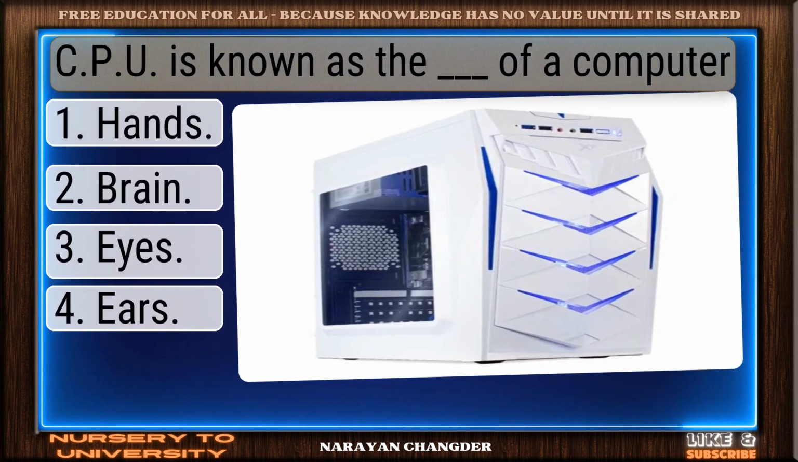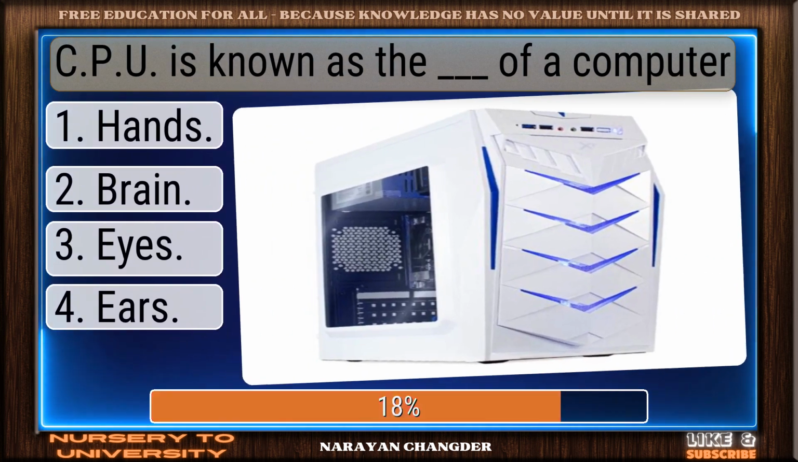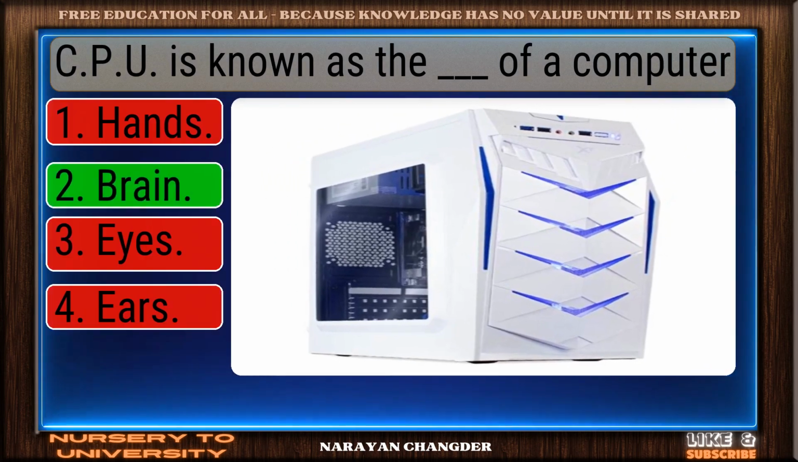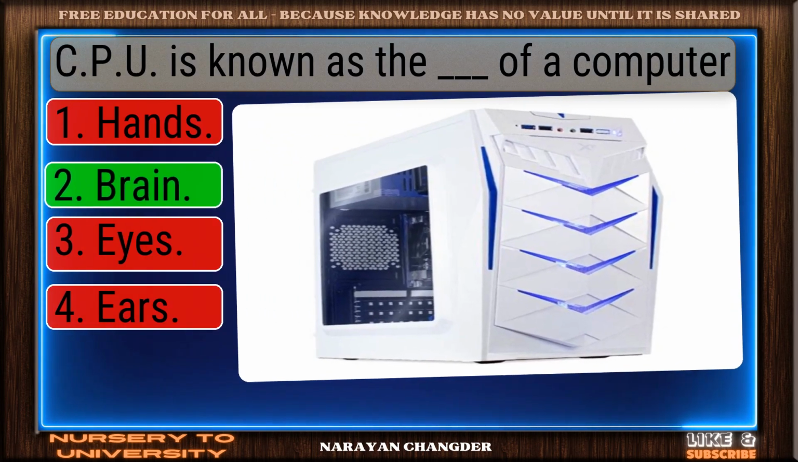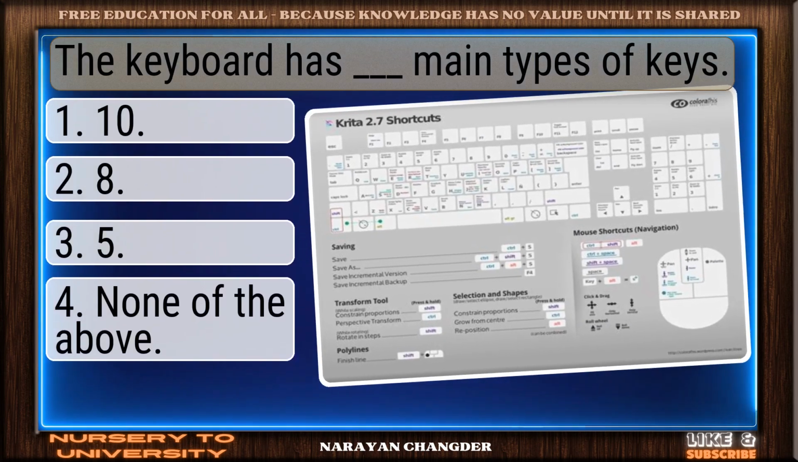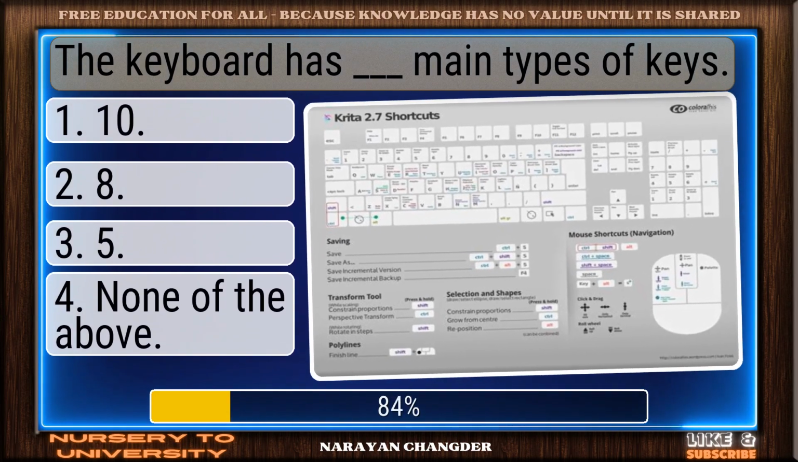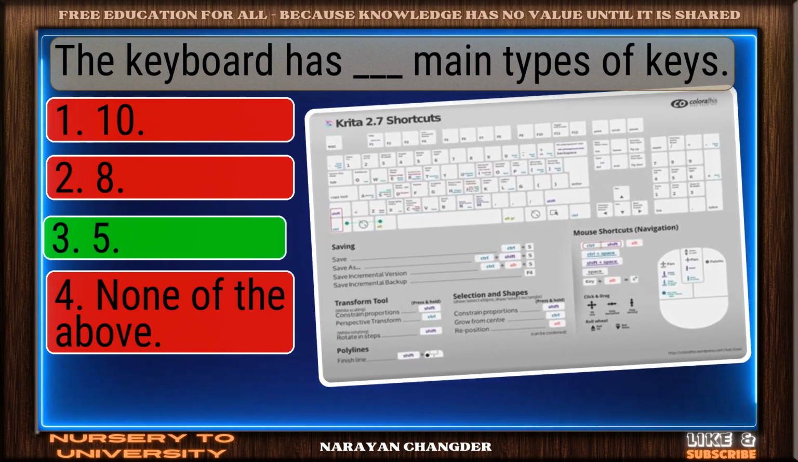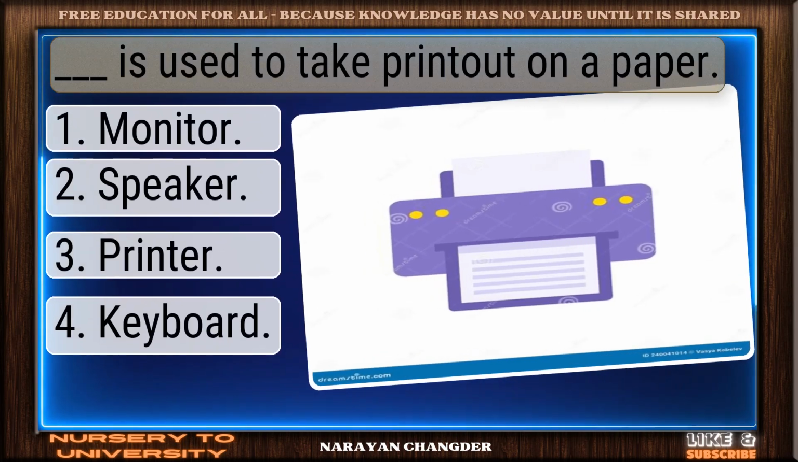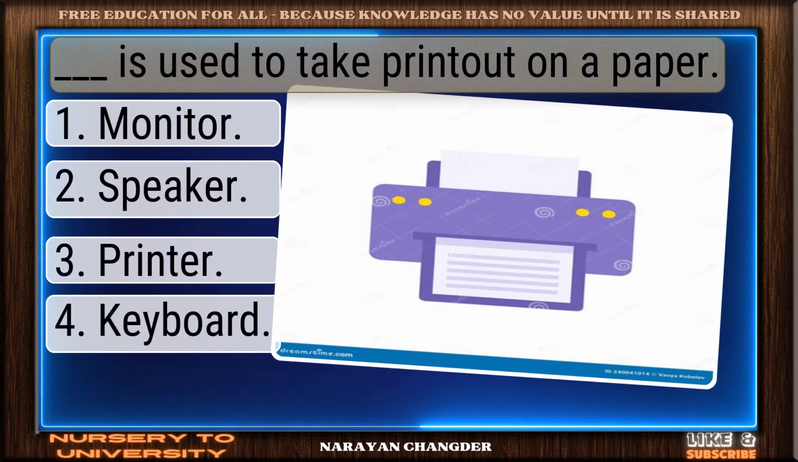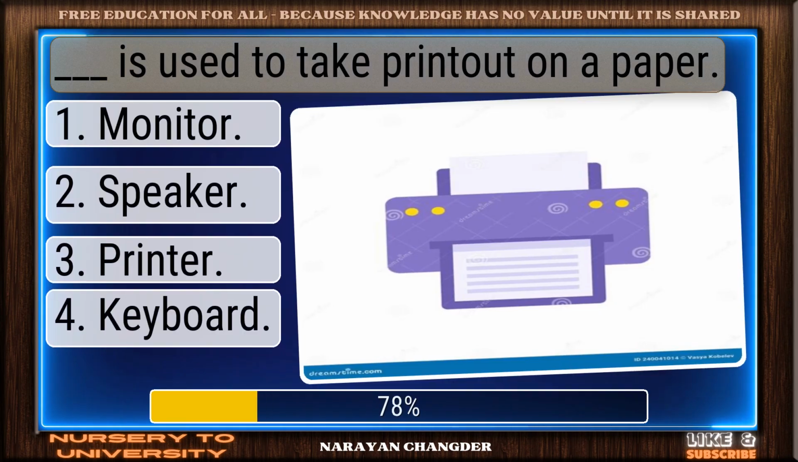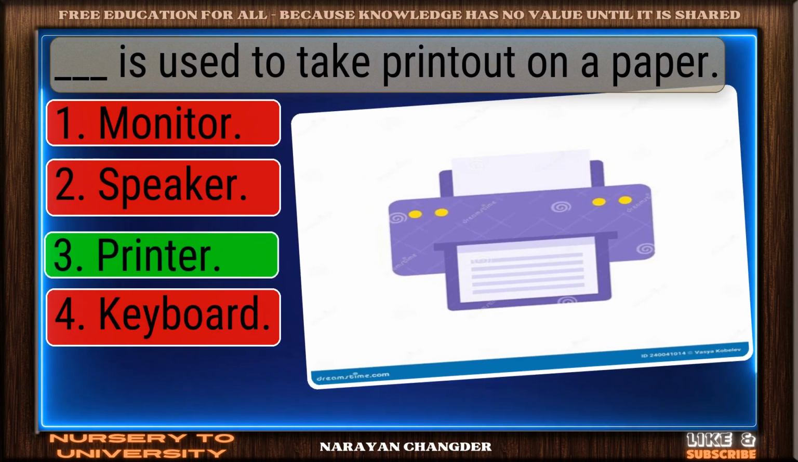CPU is known as the dash of a computer. Bravo. Brain is the answer. The keyboard has dash main types of keys. Good thinking. 5 is right. Dash is used to take printout on a paper. Nice work. Printer fits perfectly.